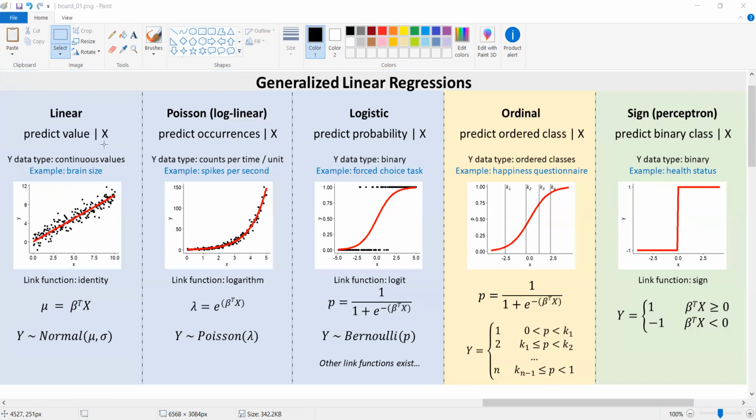We want to predict a value given x, and this is a big X, which means it can have a lot of features, not just one feature. And it's good for continuous values. So for example, it's good for brain size. We want to predict the brain size given some x. And this is how the function looks. And the link function is the identity. Identity just means 1 times that.